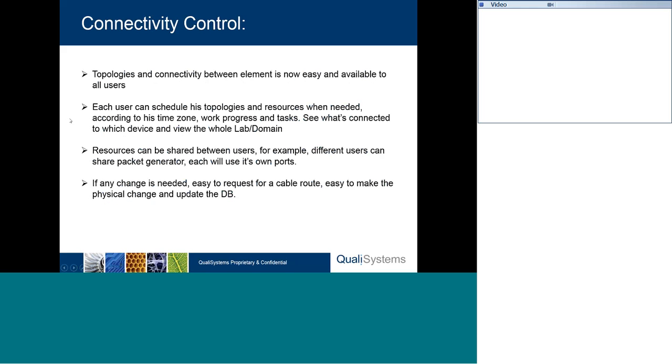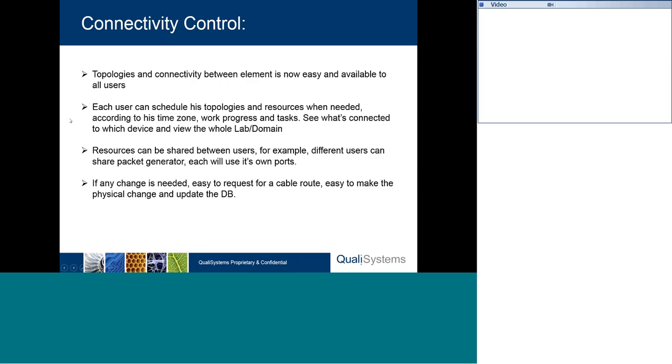Now topologies and connectivity between elements are very easy to create and available for users. Each user can schedule his topologies and resources when needed, according to his time zone, his work progress and tasks. He can see what's connected to each device, and he can view the whole lab or the whole domain which he is authorized to use and see. Resources can still be shared between users. For example, different users can share one packet generator. Each user will use his own port.